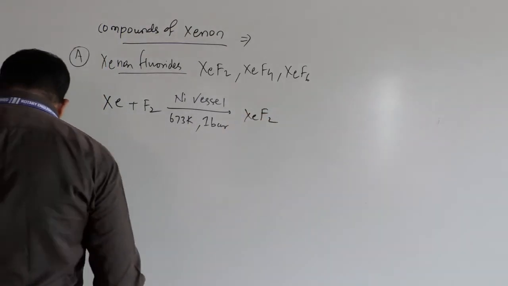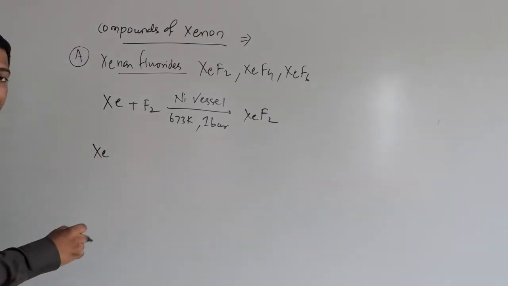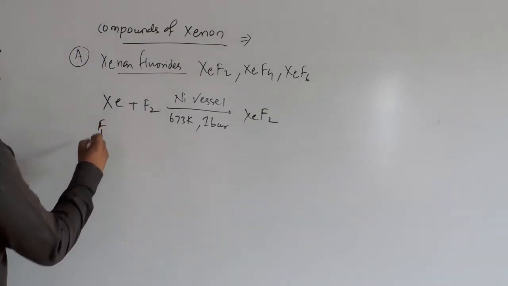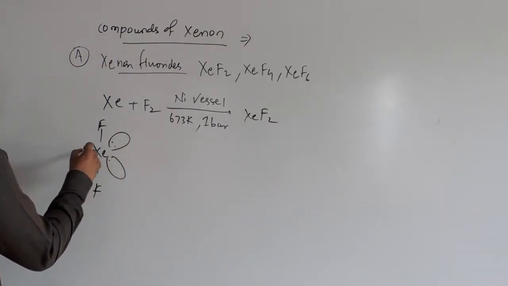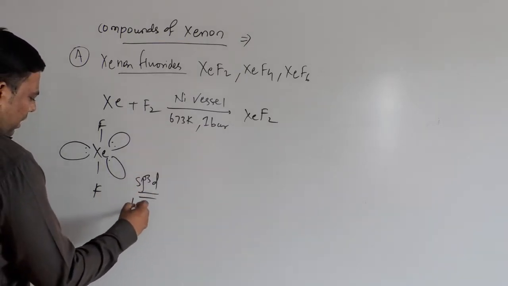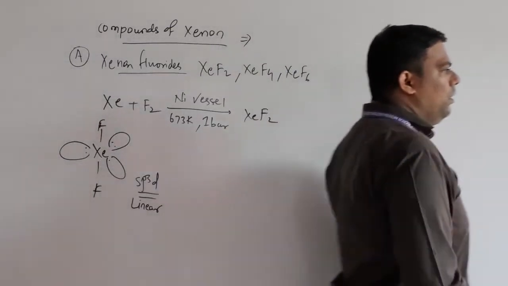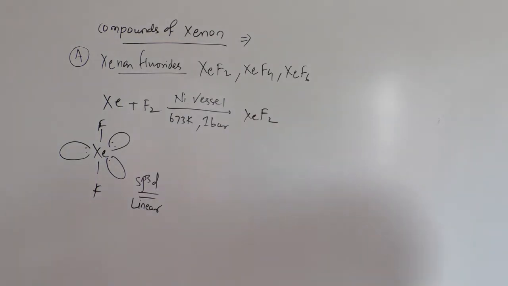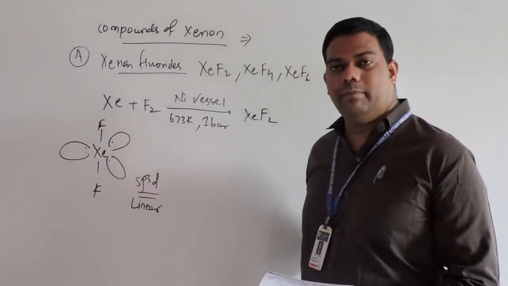XeF2. So we can draw the structure of XeF2 also. See here Xe, F, here also F, like this. Hybridization is sp3d and the shape is linear. Now you can also mention the +6 oxidation number compound, XeO3, which is an important compound.